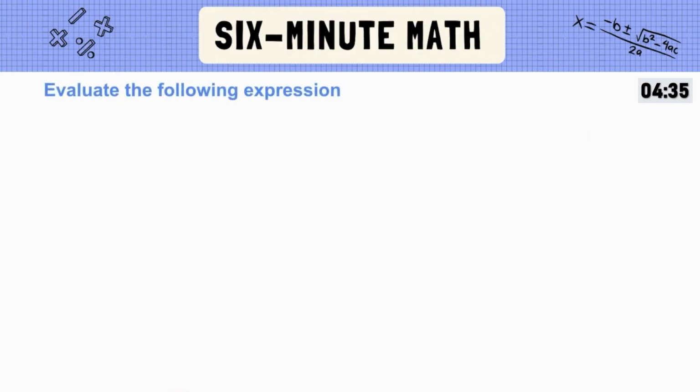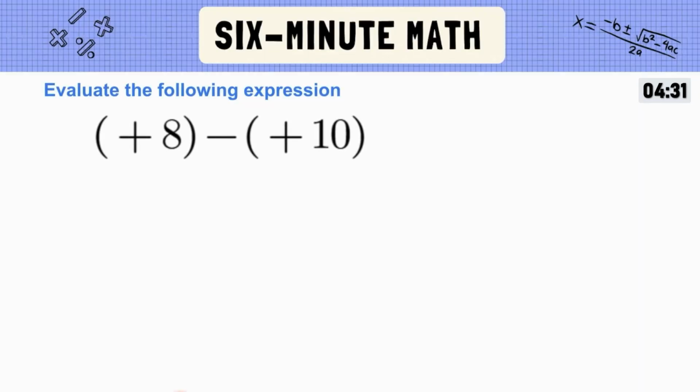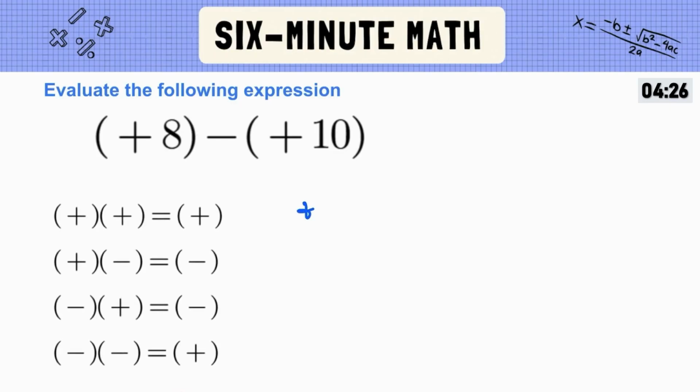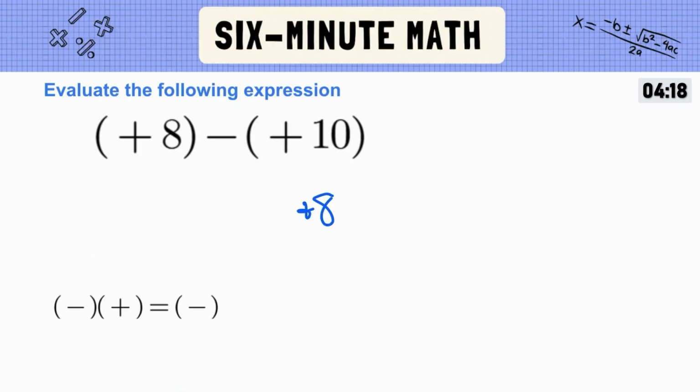How about another example? We're going to evaluate positive 8 minus positive 10. My first number is going to remain the same at positive 8. And I'm going to be subtracting a positive. And if I subtract a positive, it is the same as subtracting that second number. So I would have positive 8 minus 10, which is going to equal negative 2.